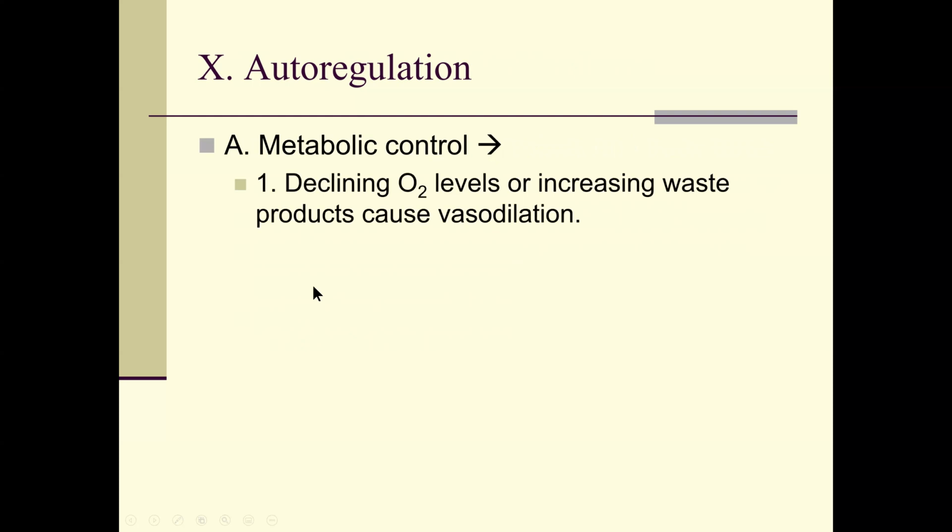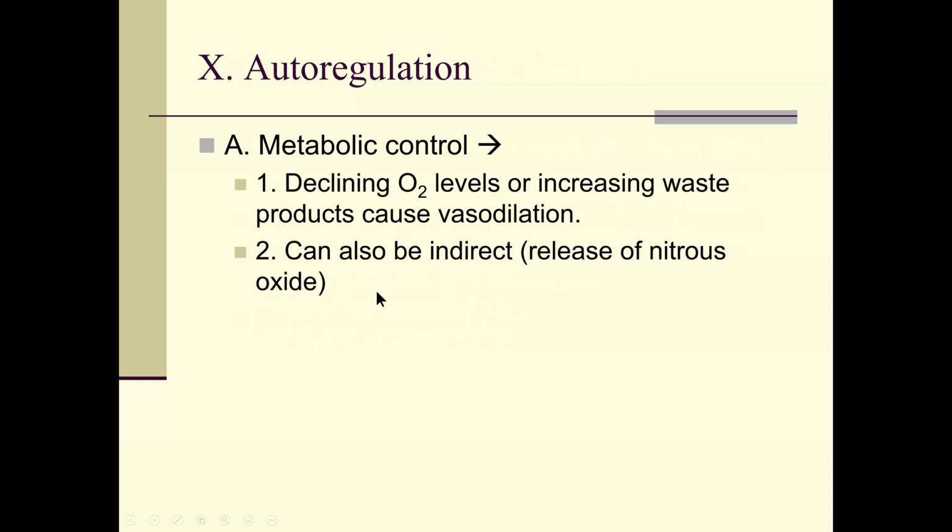Metabolic control, declining O2 levels, increased waste products will cause vasodilatation. Can also be indirect release of nitric oxide. Nitric oxide, if you're into muscle fitness or into nutrition, if you've seen the Super Beet commercial, that little jar of stuff, it's about $140 for concentrate Super Beets.